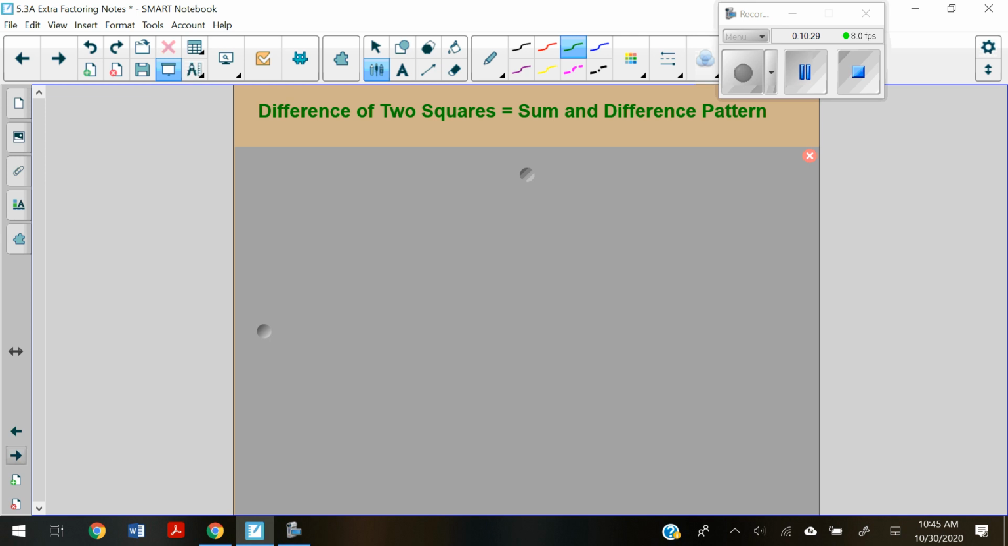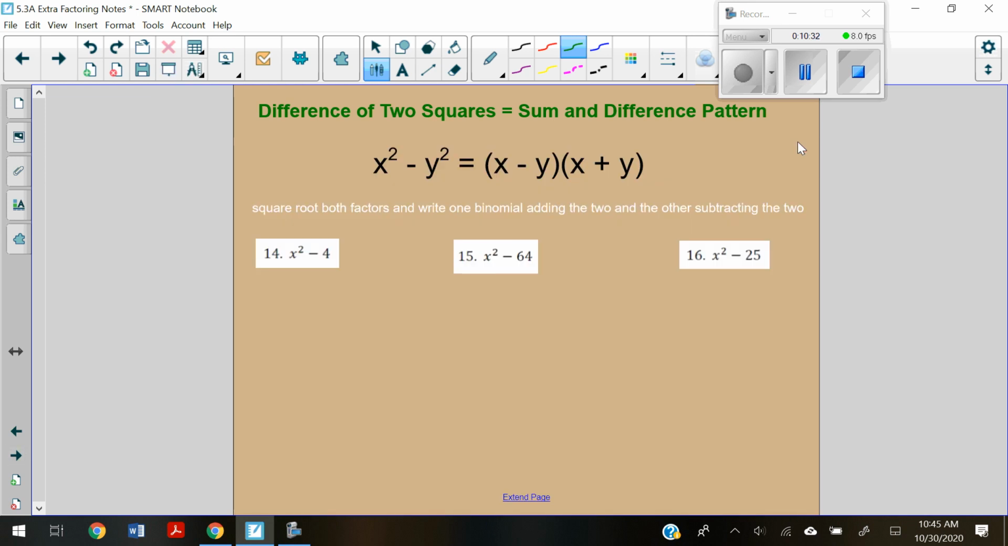Now if we look at these next three problems, this is difference of two squares. So this is something that we've seen before. Our first term is squared, our second term is squared. You get the same things in the parentheses, but remember one is plus and one is minus. So let's go ahead and look at the first term. What squared gives me the x squared? That one's kind of obvious, an x. What squared gives me 4? Well, that's 2. These are your two terms that are going to go into your parentheses. One is going to be plus, and one is going to be minus.